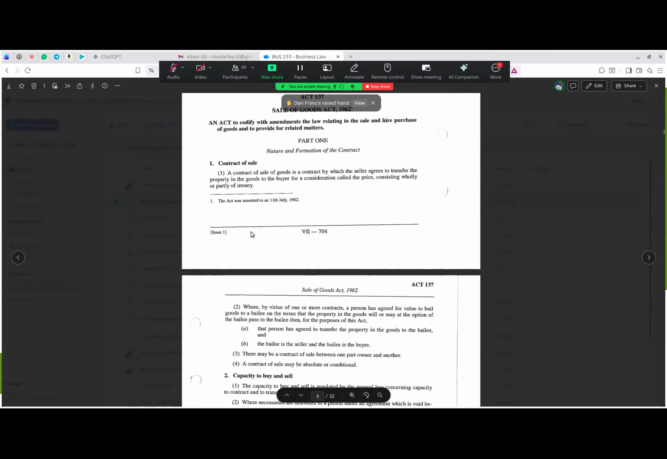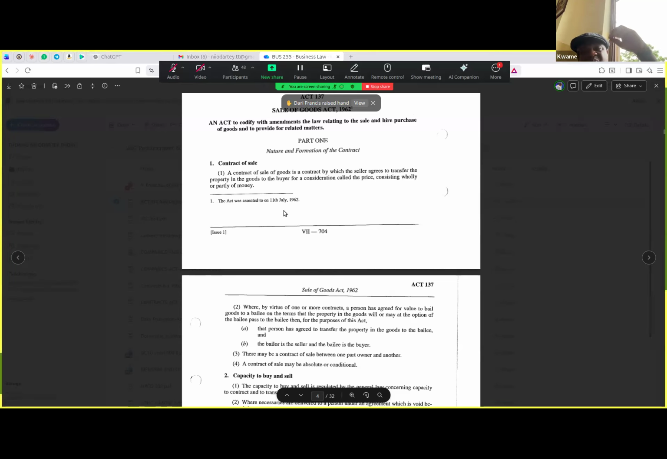A contract for a sale of goods is a contract whereby there's a seller who is agreeing with a buyer for the transfer of the property in goods to the buyer for a consideration. You remember consideration? We did consideration under contract.